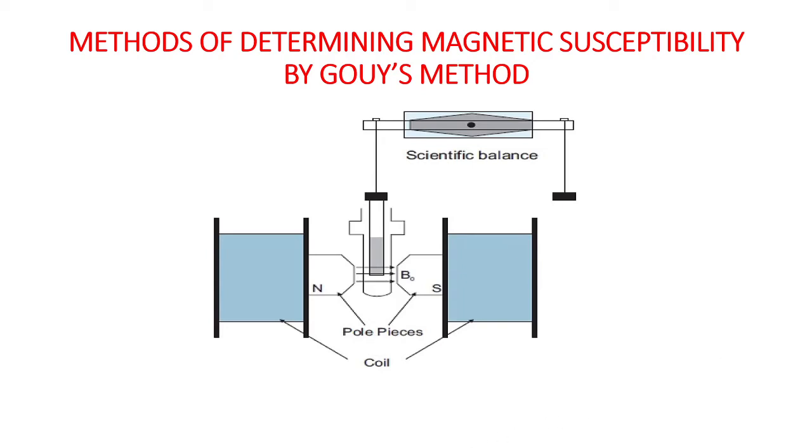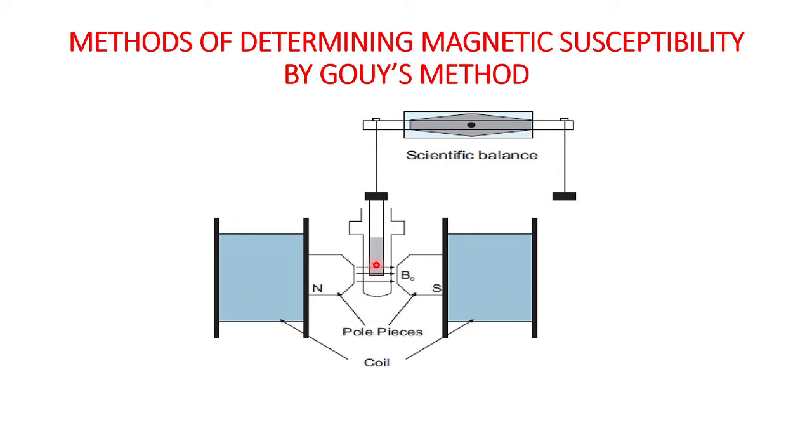Hello students, in today's lecture we study the methods of determination of magnetic susceptibility by the Gauss method. In the last lecture we already studied magnetic susceptibility. Here we study the determination of magnetic susceptibility by the Gauss method, and this is the arrangement of the Gauss apparatus, named after the scientist Gauss, who determined the measurement of paramagnetism of a substance.